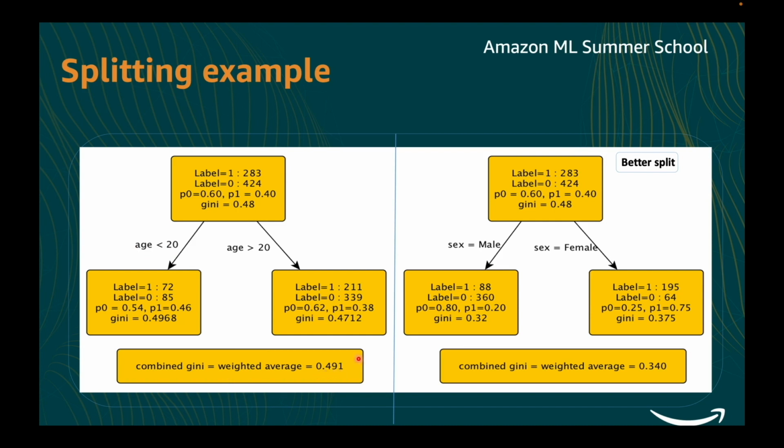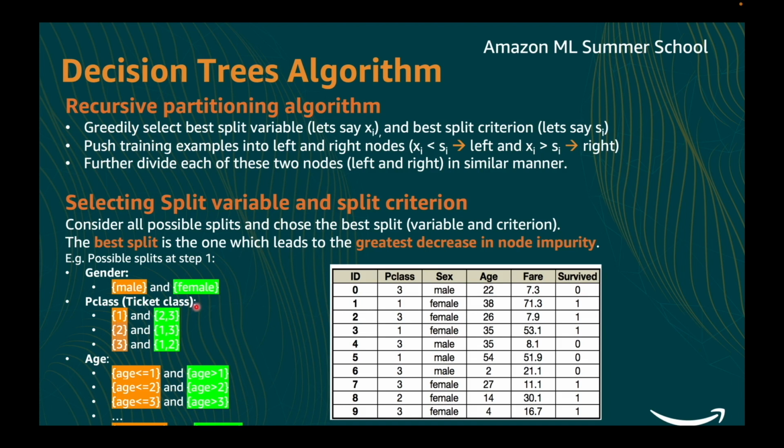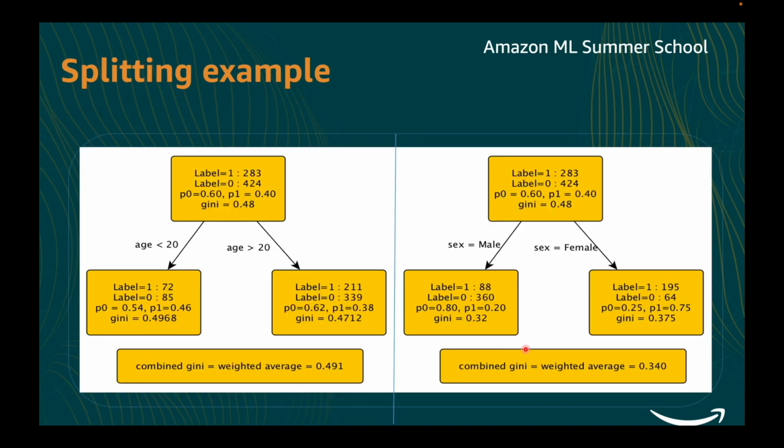A similar thing you do over here using sex as either male or female, so sex equal to male is your splitting criteria. Very similar process: you calculate the Gini of this node and the Gini of this node, take the weighted average, and you find 0.34 over here. As we see, 0.34 is less than 0.49, so this is actually a better split. That's how we look at all the different splitting criteria. We get the weighted Gini impurity of each of them, and we choose the one with the lowest Gini impurity value. That becomes our best split criteria.